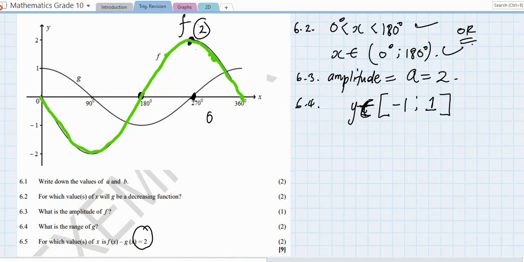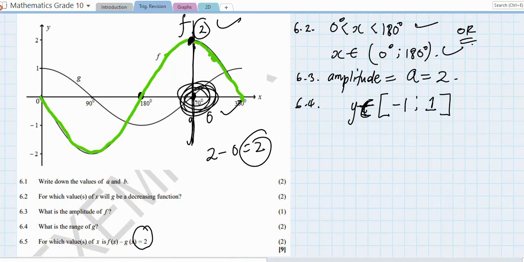So this is the graph of f, this is the graph of g. Now, can I subtract this from that? Of course. If I say 2 minus 0, I get 2. So the only x value whereby I can say when I subtract g from f, I get 2, is at this x value. What is the x value there? It's this one, 270 degrees. Now, the answer there for 6.5 is 270 degrees. Easy as that. So that's how you would answer this question.